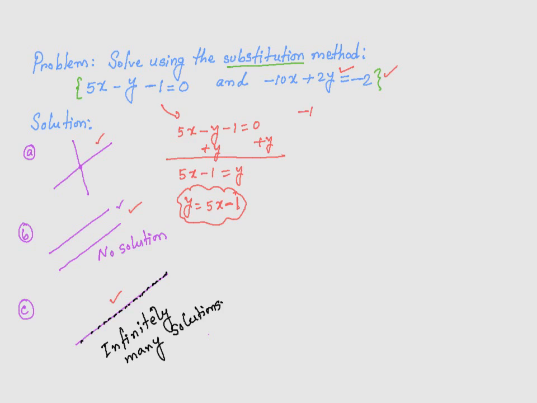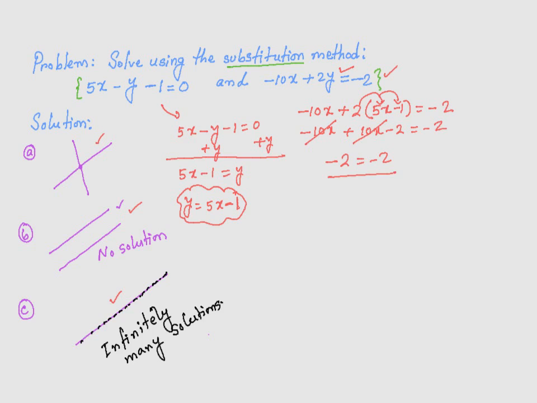Now I am going to take this y value and plug it into the second equation. It's going to be negative 10x plus 2 times y, but y is 5x minus 1, is equal to negative 2. Now negative 10x plus 2 times 5x is 10x. 2 times negative 1 is negative 2, is equal to negative 2. Positive 10x and negative 10x cancel out. That gives me negative 2 is equal to negative 2.